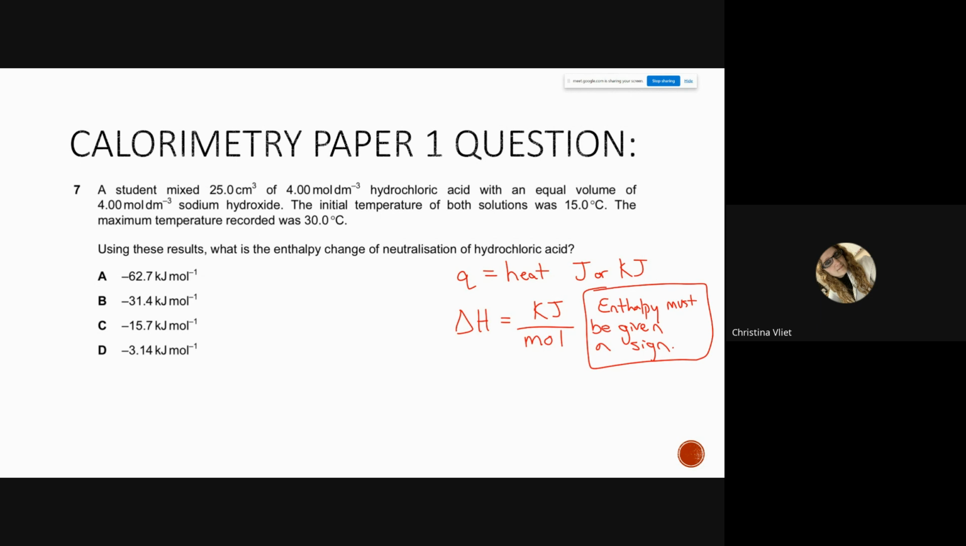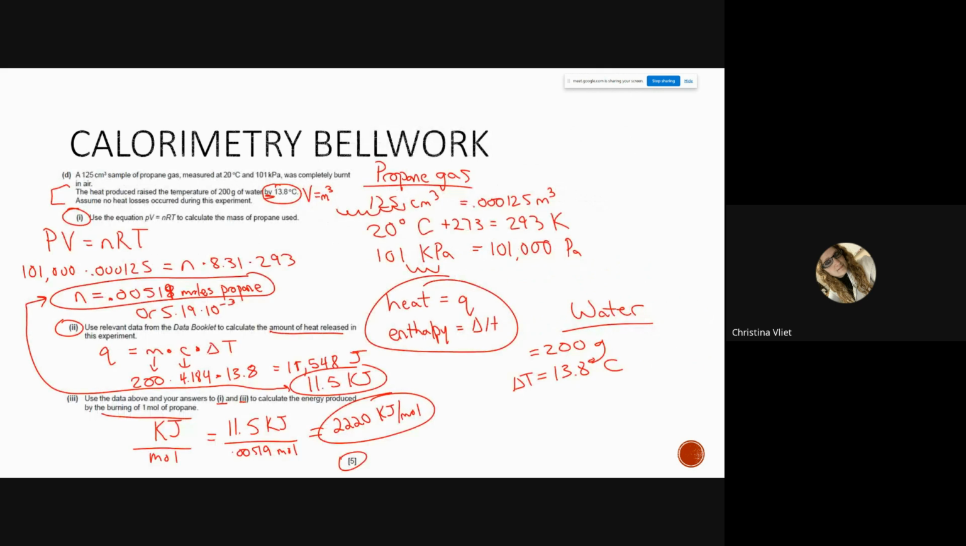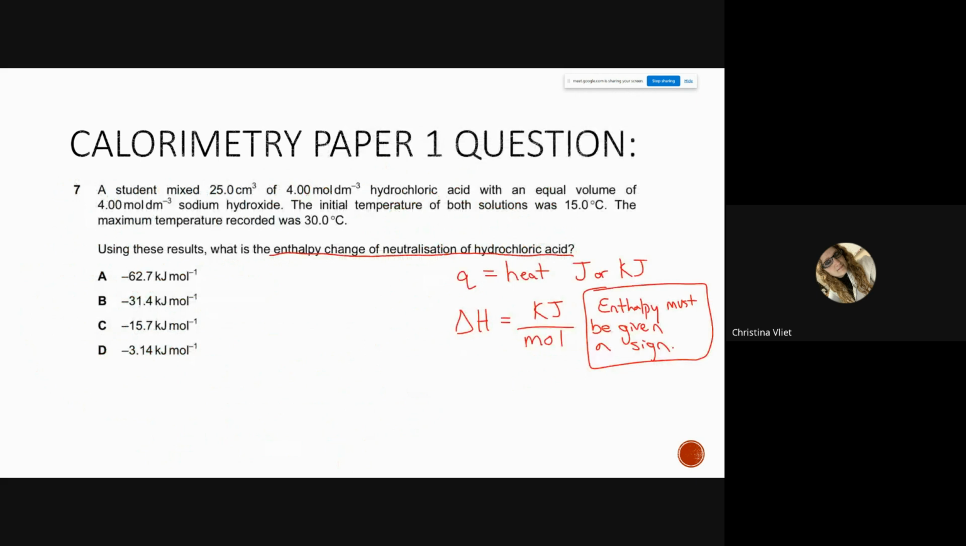So let's start looking at what are we being asked for? Enthalpy change. Which means, am I looking for Q or am I looking for delta H? Before I can find delta H, I first have to find Q. Because remember, delta H is actually the kilojoules per mole. So when you were asked for this thing right here, they're technically asking for the enthalpy without saying they're asking for the enthalpy.